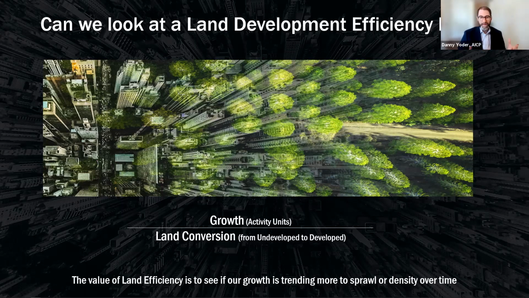So we're calling this very simple ratio a land development efficiency factor. We simply take the growth in activity units, that's population and jobs, over the number of acres that are converted from undeveloped to developed in the time period. So let's take a look at the next slide.